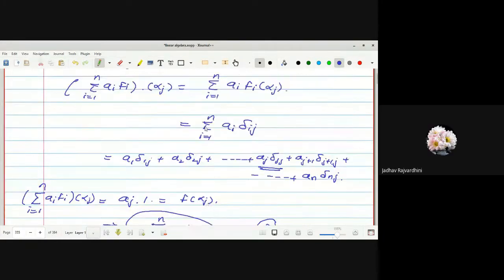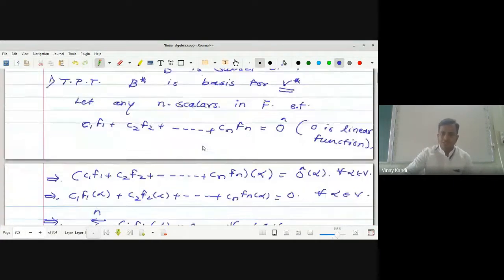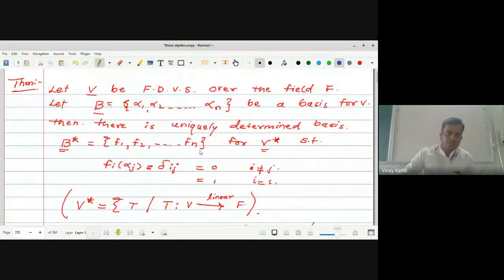No, sir. This statement looks very easy, but while writing it you may not remember it, so a lot of practice is needed. What is the statement? Let V be a finite dimensional vector space and B is a basis for V. Then there exists a unique basis f1, f2, up to so on fn, that is B star, for V star, such that fi of alpha j is equal to delta ij. Okay. The examples on this theorem we will see in the next lecture. Up to here, any doubt?